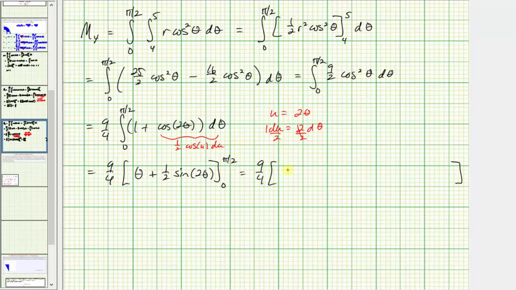So when theta is equal to pi divided by 2, we have pi divided by 2 plus 1/2 sine 2 theta would be 2 times pi divided by 2, which would be pi, minus, when theta is 0, we have 0 minus 1/2 sine 0. Well, sine pi is equal to 0, and sine 0 is also 0, so this just simplifies to 9/4 times pi divided by 2, which equals 9 pi divided by 8. So now we finally have the moment about the y-axis, and now we can find the center of mass.